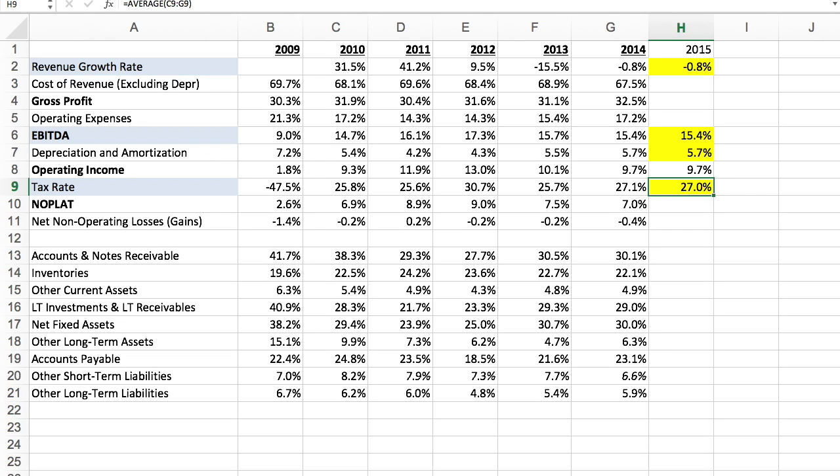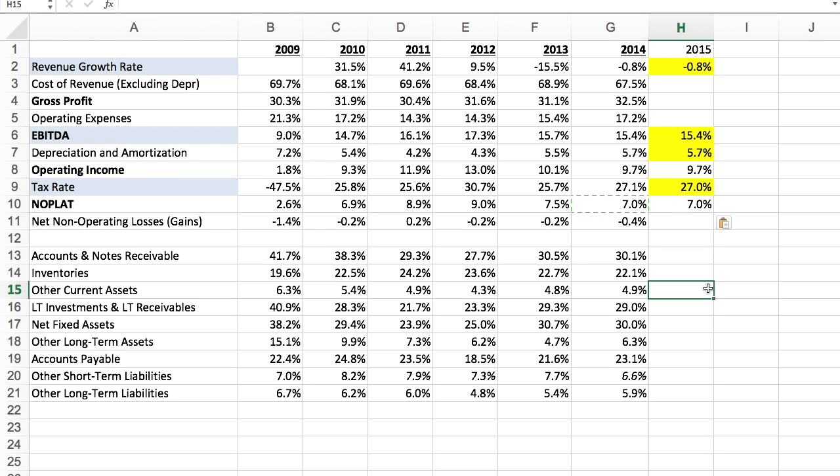Now, the next line item is NOPLAT. NOPLAT is my operating income, operating profit after tax. So the formula, and you can see that here in G10, is my operating income times 1 minus the tax rate. I can actually copy this formula and paste it over one cell so I don't have to type it again. But it's basically my operating income times 1 minus that tax rate that I just forecasted.